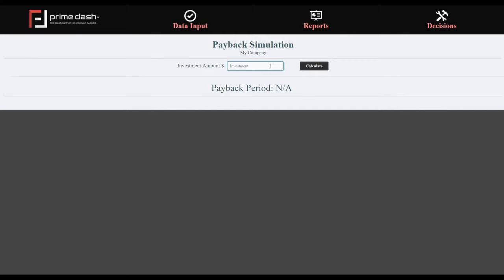To simulate a payback time frame, add the investment or loan amount you're seeking. Simply press Calculate, and the payback period will be seamlessly calculated. You can use the payback simulation to determine how long it will take you to pay back a loan and then decide if it's feasible based on your specific goals.